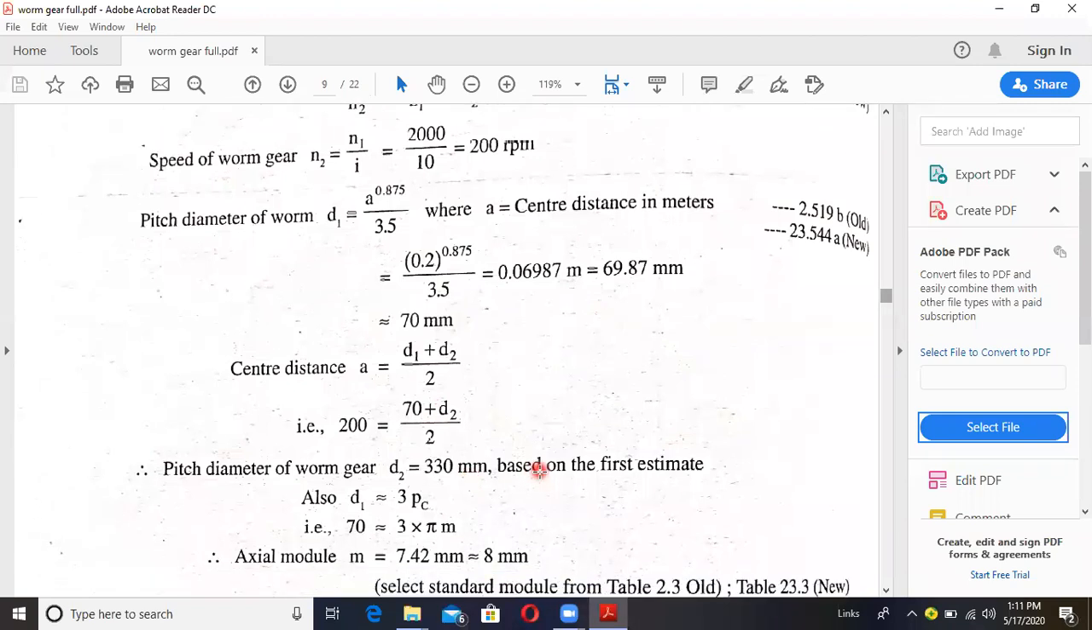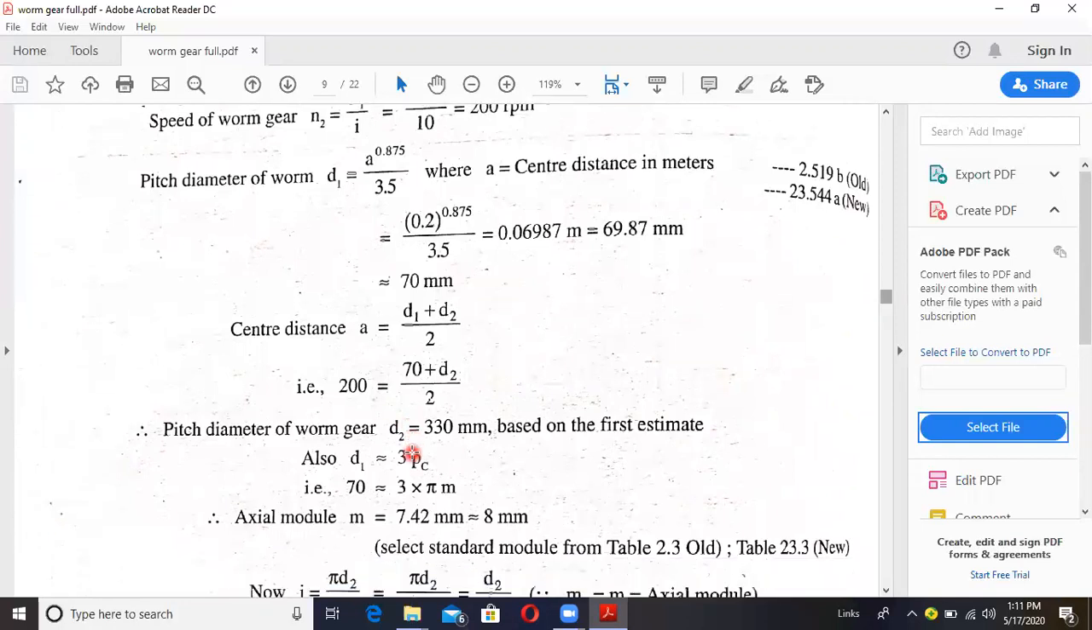So this is based on the first estimation, that is, based on the formula we have calculated D1 and D2. Whatever D1 and D2 you have calculated, it is not the exact value, it is the approximate value. Any doubt up to here on the calculation of D1 and D2? No, sir. So now we have calculated D1 and D2. It is the approximate value. Now we have to calculate the exact value of D1 and D2.